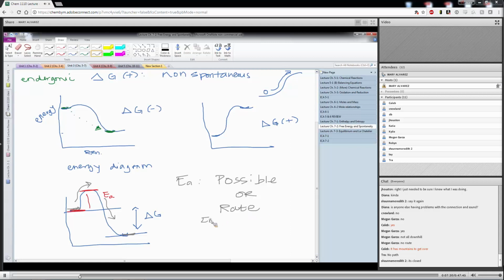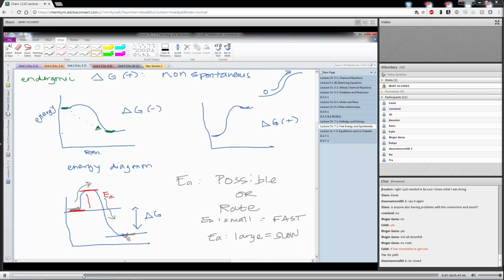If the energy of activation is small, that gives us a fast reaction because it's really easy to get over that little hump. If my energy of activation is large, like this big mountain here, then that's going to give us a really slow reaction. Okay. Good example of some processes here.